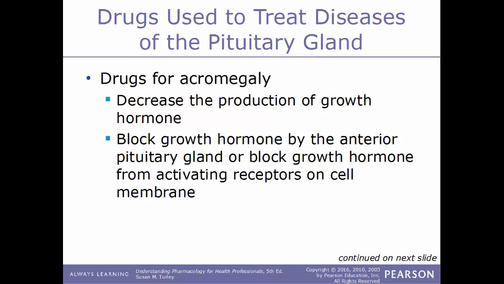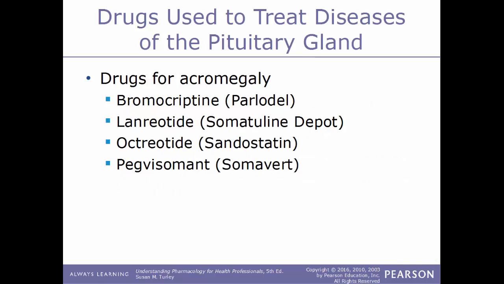And this works by blocking growth hormone from being released by the anterior pituitary gland, or blocking growth hormone from activating receptors on individual cells. Some examples of drugs that would treat acromegaly: bromocriptine, sold under the trade name Parlodel; lanreotide, sold under the name Somatuline Depot; octreotide, sold under the name Sandostatin; pegvisomant, sold under the name Somavert.